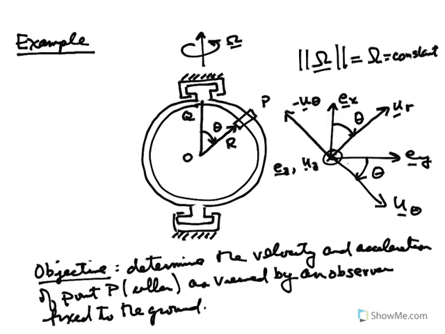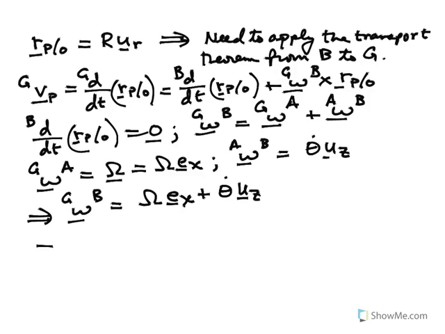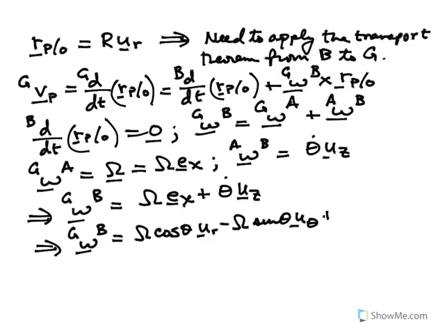And you can see from the diagram that Ex is equal to cosine theta times UR minus sine theta times U theta, because Ex lies between UR and U theta, and the adjacent side is UR. So if I use that result, this gives me that the angular velocity of B in G is equal to omega cosine theta UR minus omega sine theta times U theta plus theta dot times UZ.